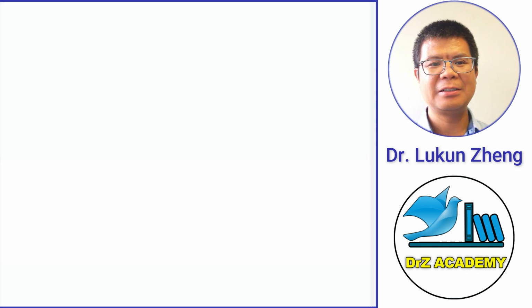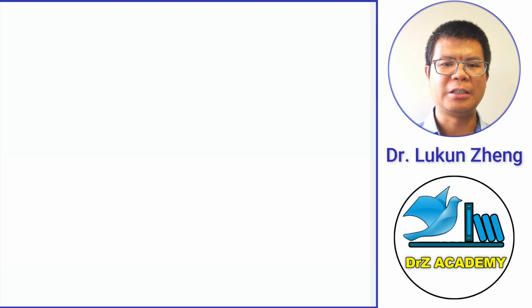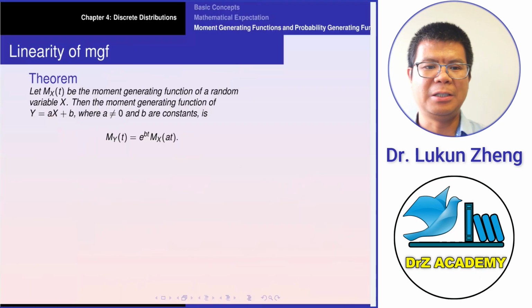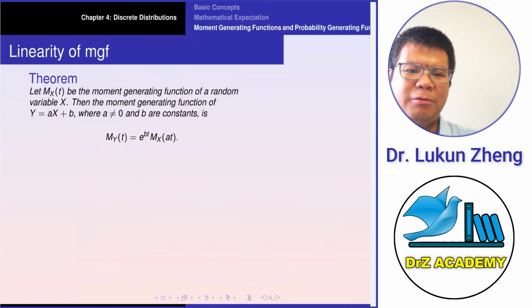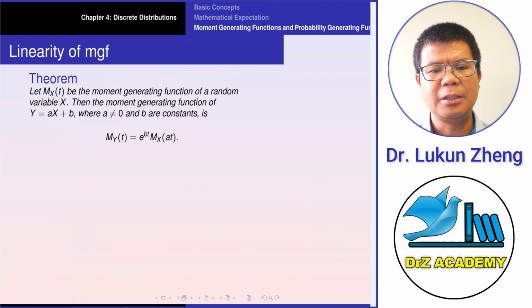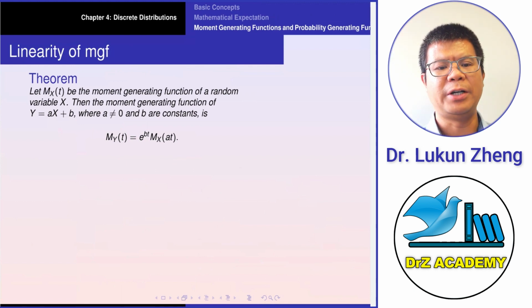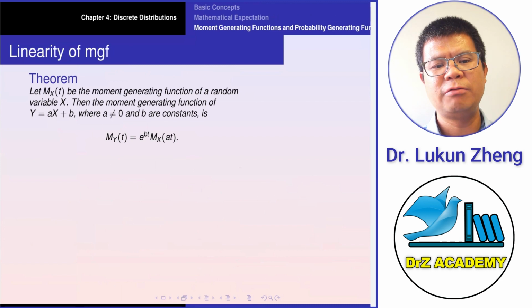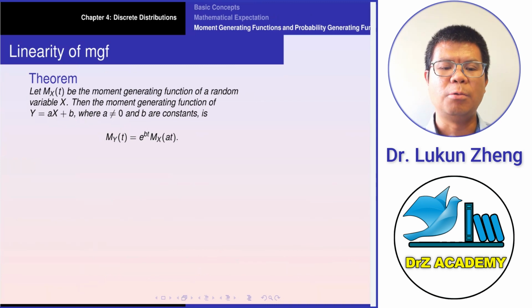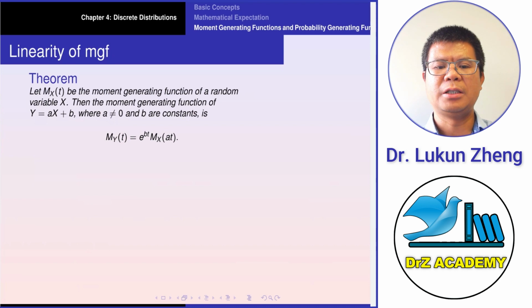Here is a property of the moment generating function, the linearity of the moment generating function. Let M_X(t) be the moment generating function of random variable X. Then the moment generating function of Y equals aX plus b, where a is not 0 and b are constants, is the following: M_Y(t) equals e to the power bt times M_X(at).